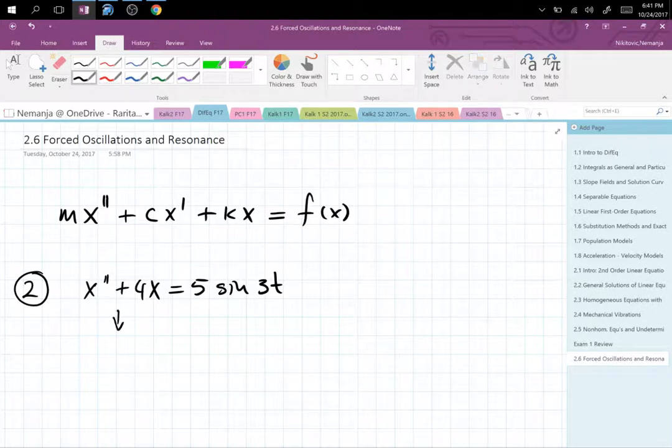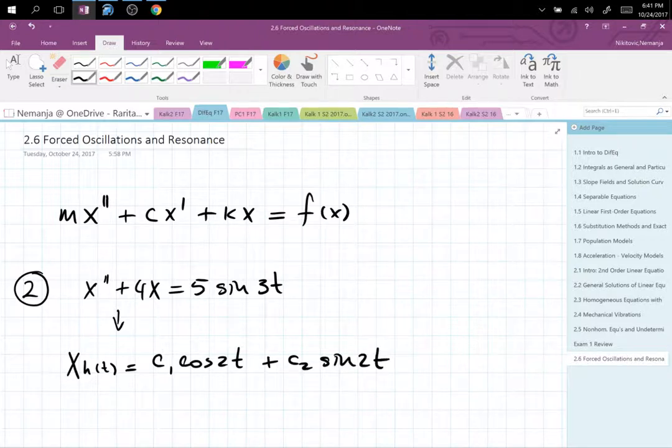So over here, we see the solution xh of t is c1 cosine 2t plus c2 sine 2t, because the r is plus minus 2i. There's no real part because there's no damping, and we just have a wave. Now we can combine this into cosine with the phase angle and all of the other stuff. That's for later.